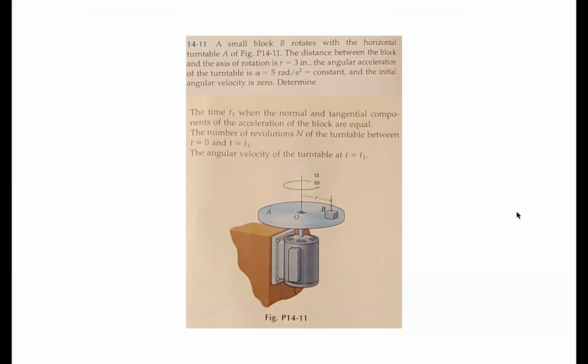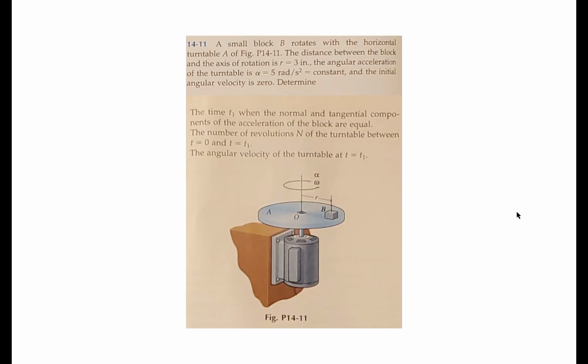Determine the time t1 when the normal and tangential components of the acceleration of the block are equal, the number of revolutions n of the turntable between t equal to 0 and t equal to t1, and the angular velocity of the turntable at t equal to t1.